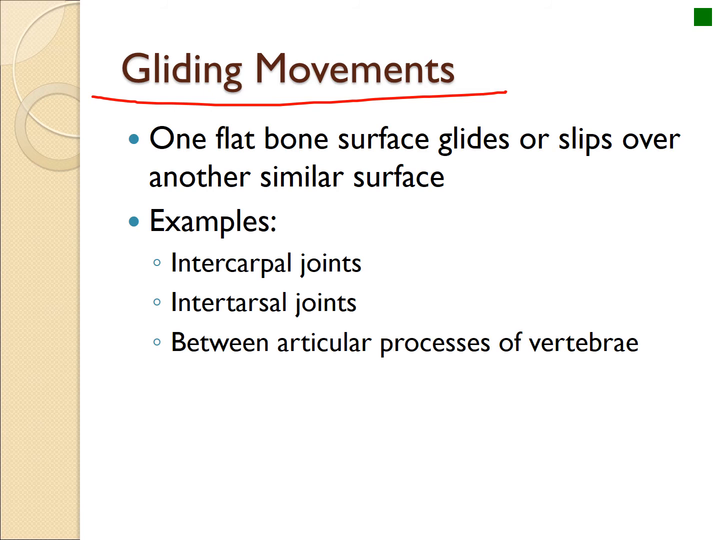So gliding joints can occur where flat bone surfaces glide over another. Okay, they could also be found in irregular bones. Some examples we're going to see are the intercarpal joints, intertarsal joints, and between articular surfaces of the vertebrae. So it allows a little glide. That means kind of one direction or in and out, back and forth, depending on the structure of that joint.